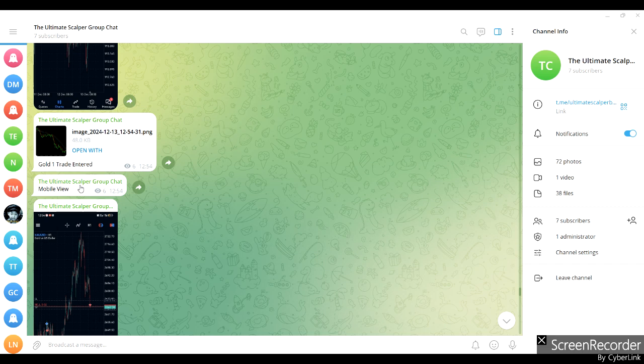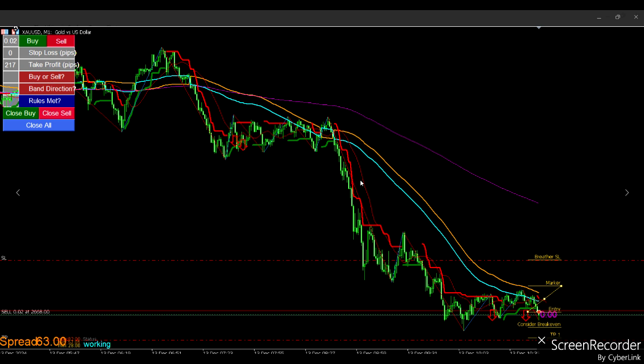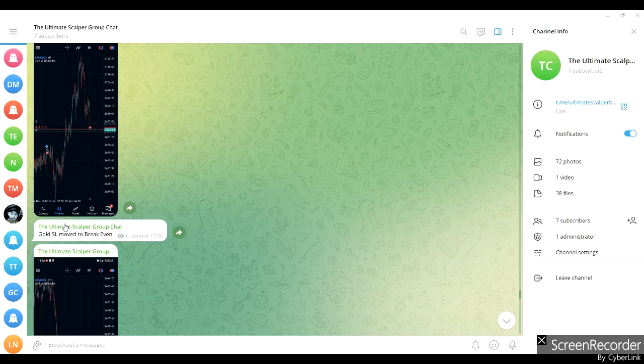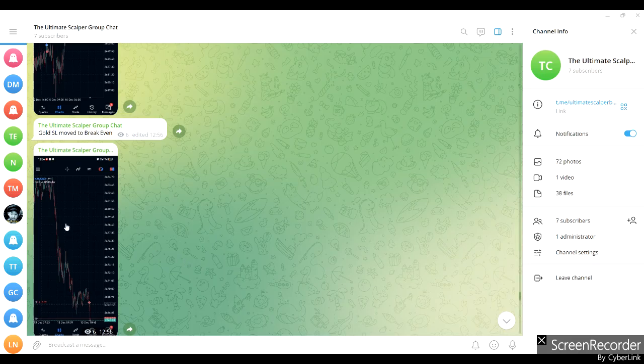Then I also entered a gold. We entered another gold trade. This was the setup. It broke the green line. It's below the purple. My indicator also told me I should sell. I went in. Immediately it went in my favor. I immediately also moved my stop loss to break even.